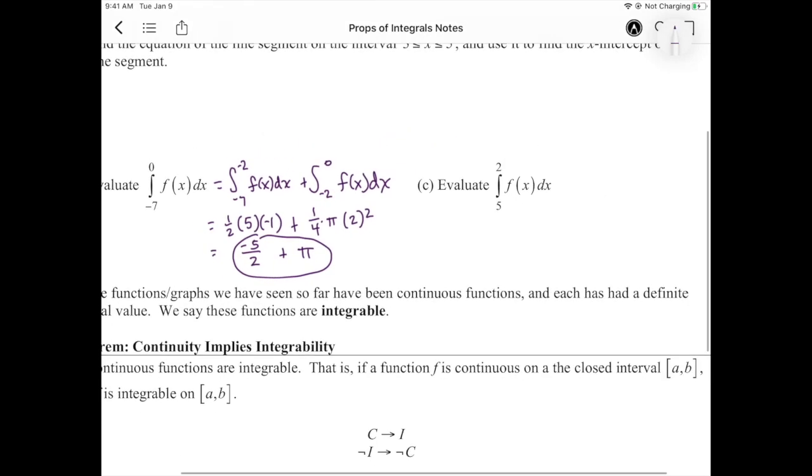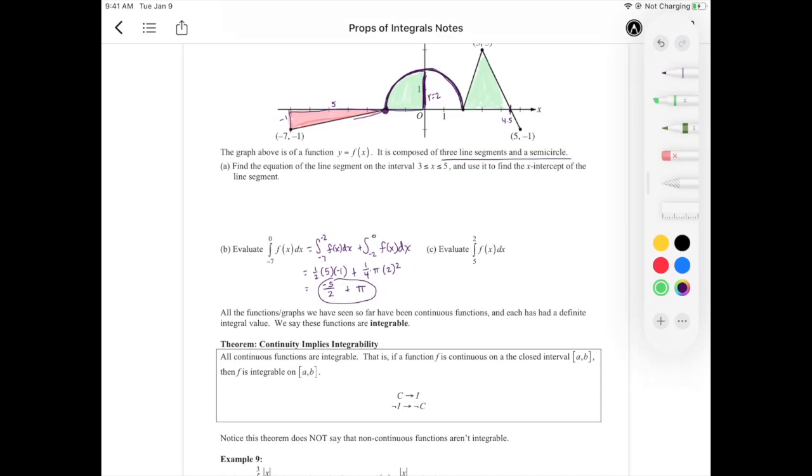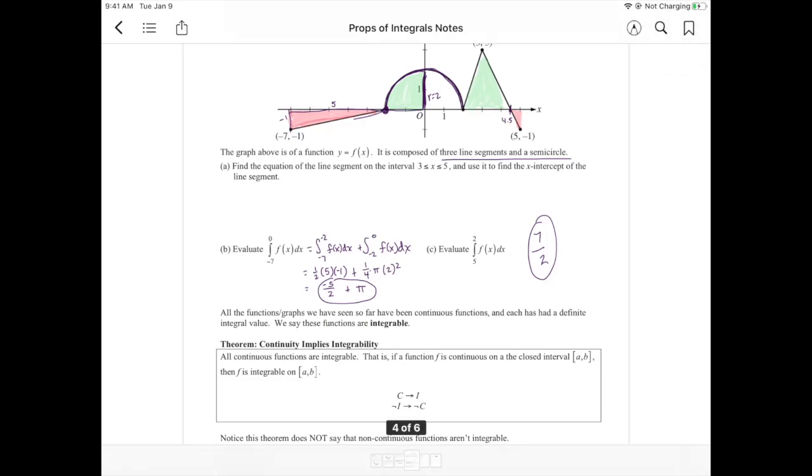I want you to try c on your own using what we just did. I will help you a little bit by kind of highlighting the areas that you need to find. So you need to find that positive one, and then this negative definite integral. And when you do that, so do all the work, when you do that, you should end up with 7/2. So you can check your work with that. Okay.